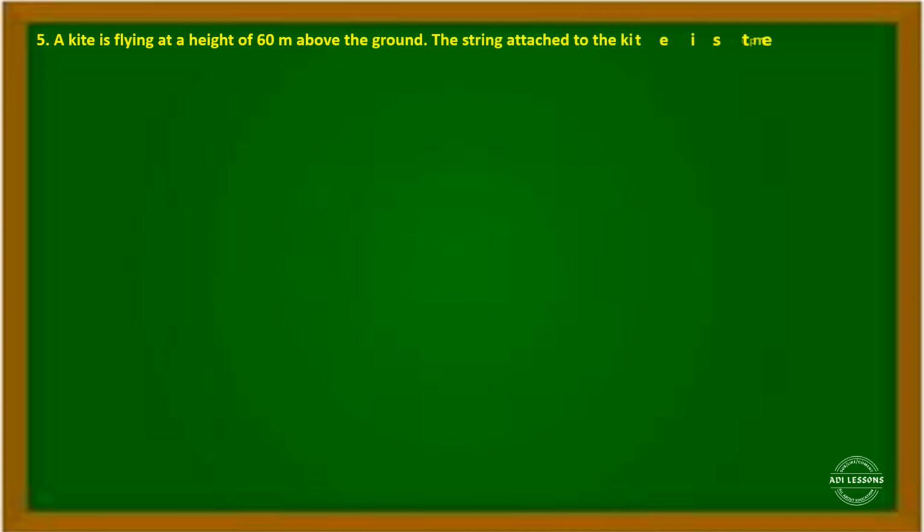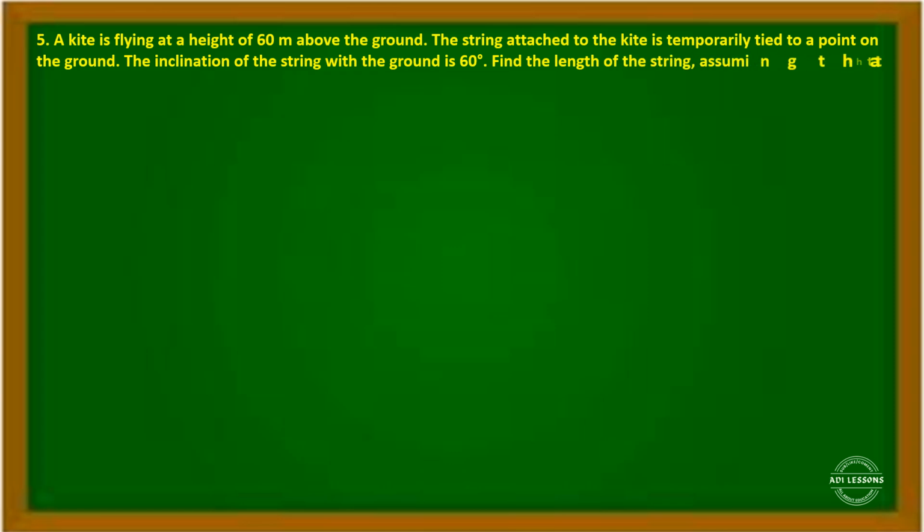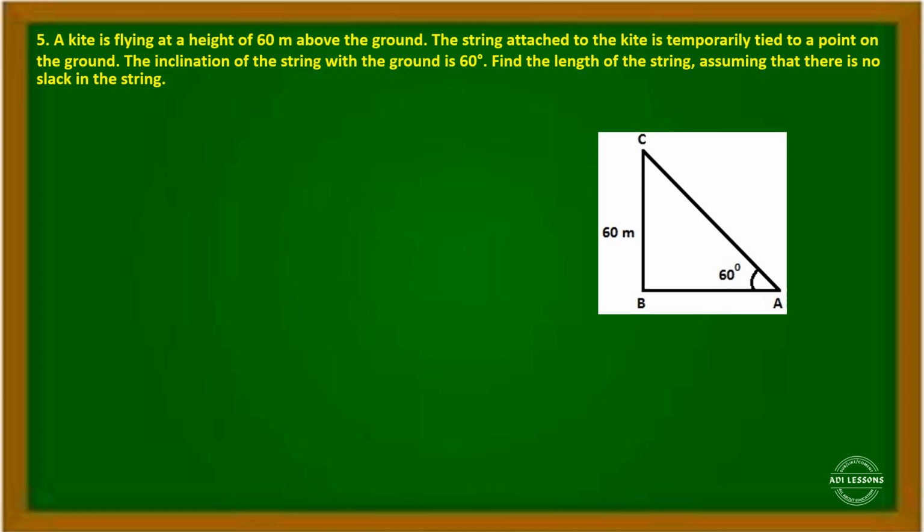A kite is flying at a height of 60 meters above the ground. The string attached to the kite is temporarily tied to a point on the ground. The inclination of the string with the ground is 60 degrees. Find the length of the string assuming that there is no slack in the string. Now observe this picture.